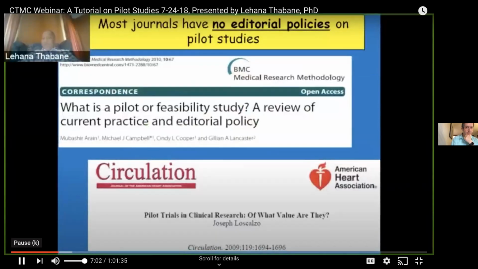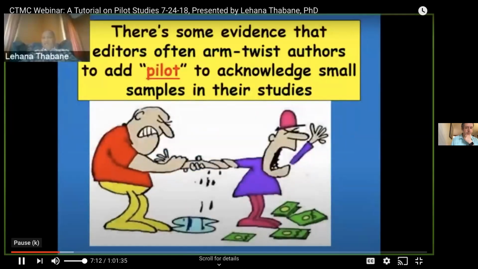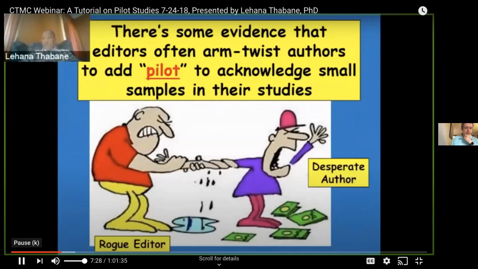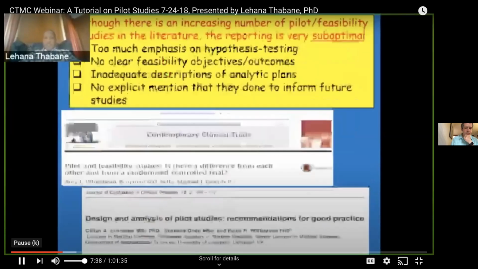So many journals don't even have editorial policies of how they handle pilot studies or feasibility studies in general, which is part of the challenge that we are facing. In fact, we've had evidence that some editors have actually forced authors to change their studies into pilot by just adding the word pilot, while in fact they were originally not designed as pilot, nor were they ever designed as feasibility studies. And of course, if anybody wants to get published, they comply with whatever the editor is forcing them to do, and that's part of propagating bad practice, which is what we see in the literature.